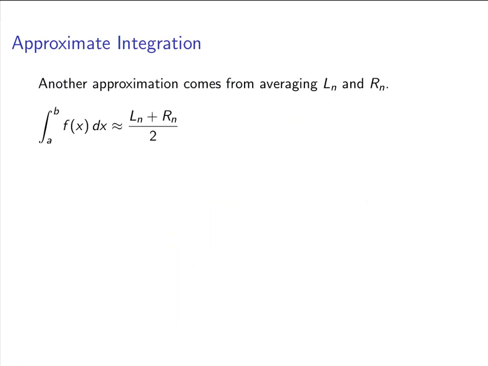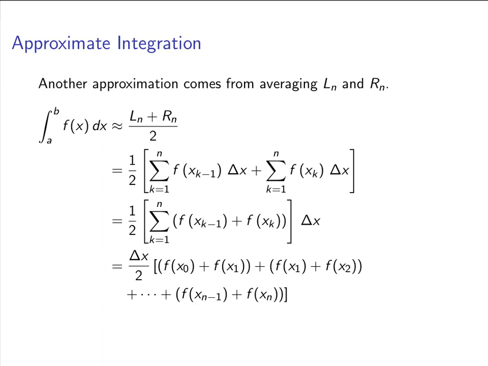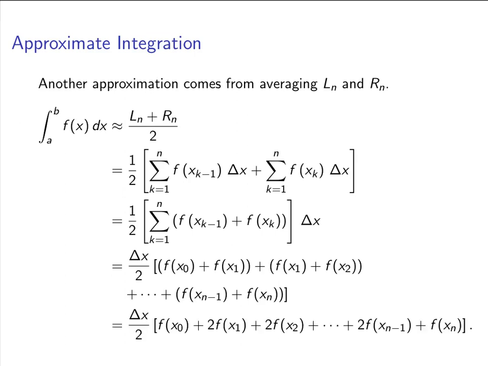There's one other type of approximation that comes from taking the average of L sub n and R sub n. If we take these and add them and divide by 2, we can simplify this expression. We'll combine these. Now we can simplify things by not writing this in sigma notation. When everything gets combined, this is the expression that we get: a delta x over 2 out in front, and then f of x naught plus 2f of x1 plus 2f of x2 and so on, up to 2f of x n minus 1 plus f of xn. So the coefficients on the first and the last term are 1, and all the other coefficients are 2.